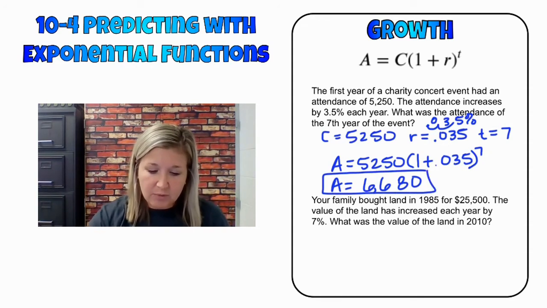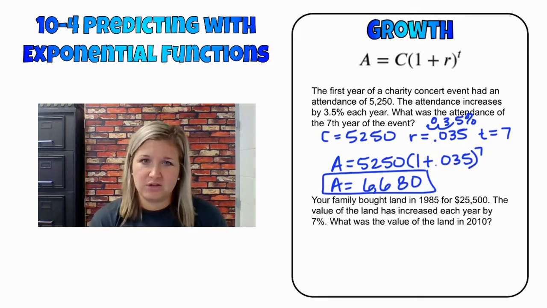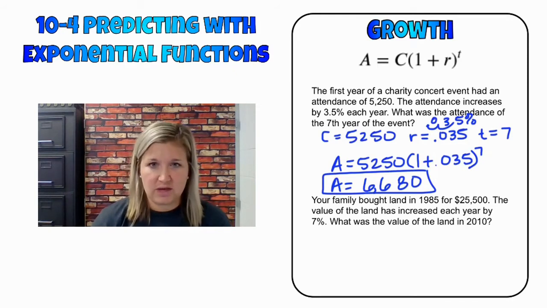So the next example, we have your family bought a piece of land in 1985 for $25,500. The value of the land has increased each year by 7%. What is the value of the land in 2010? So this is a little bit trickier because you're going to have to figure out what T is based on the number of years between 1985 and 2010.